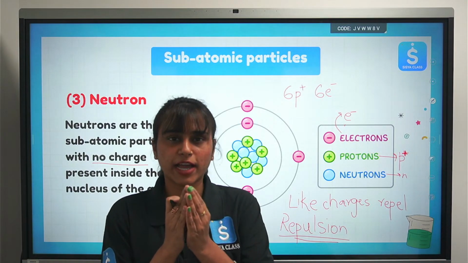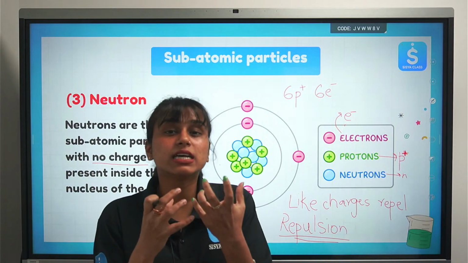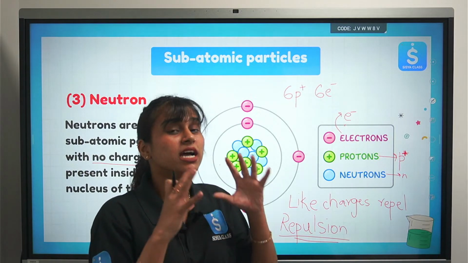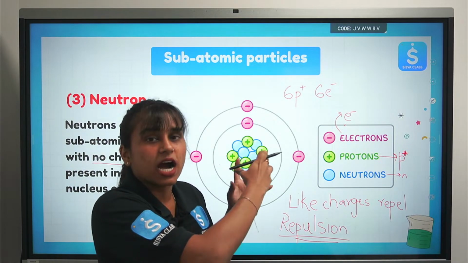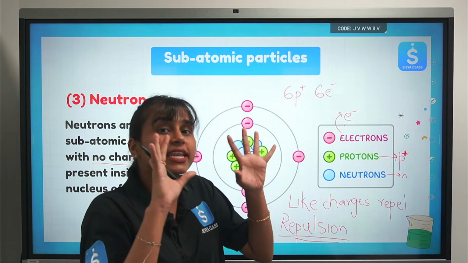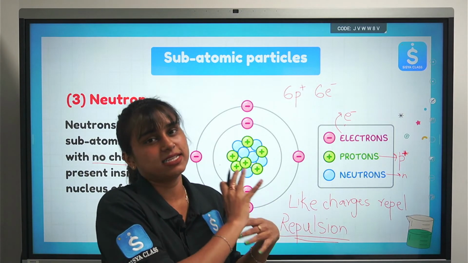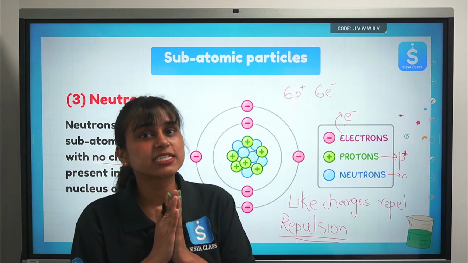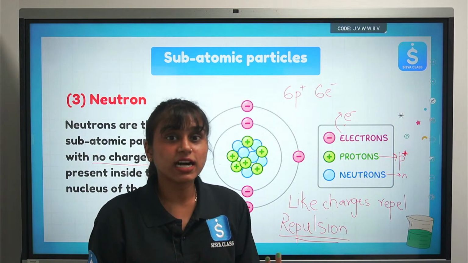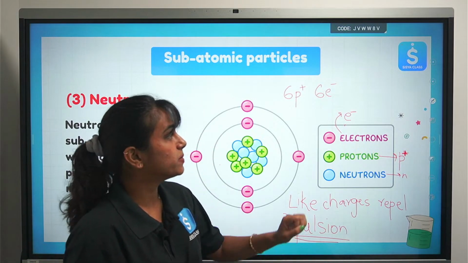So to balance out this repulsion, to make the nucleus, the atom, more stable, we have neutrons. Neutrons occupy the space along with the protons, and they stabilize the nucleus. They reduce the proton repulsion, and they stabilize the nucleus, hence they stabilize the atom. I hope this is clear to you, why neutrons are important. Even though they don't carry a charge and don't affect the atom in that way, they are important for the stability of the atom. I hope this much is clear.